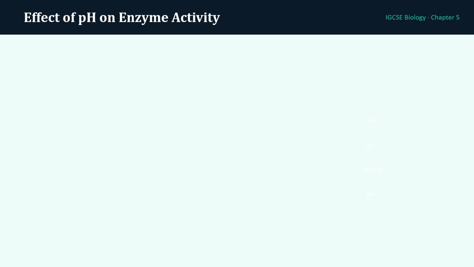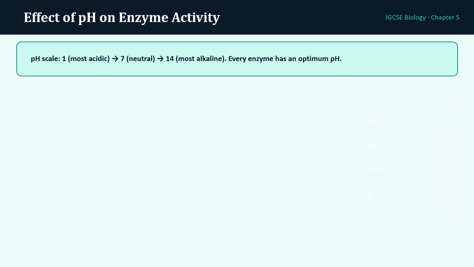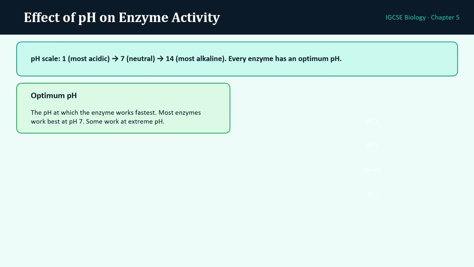Now look at the second factor, which is pH. pH is a scale that measures how acidic or alkaline something is. 1 is most acidic, 7 is neutral, 14 is most alkaline. Just like temperature, every enzyme has an optimum pH. This is the pH at which it works fastest. For most enzymes, this is around pH 7, which is neutral, but not all.